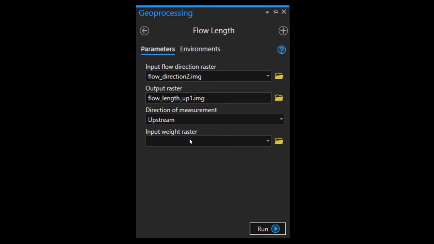So here we have our flow length pane. We've got our flow direction 2 grid, our most up-to-date flow direction grid. Our output, we'll call it flow length up 1, because in this case we're doing a direction of measurement. We're choosing upstream, and this is where you can change that to make it downstream if you so choose. Go ahead and run it.